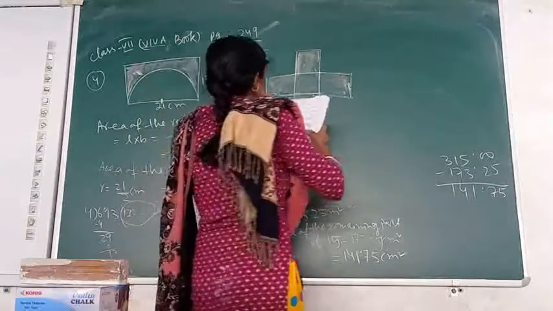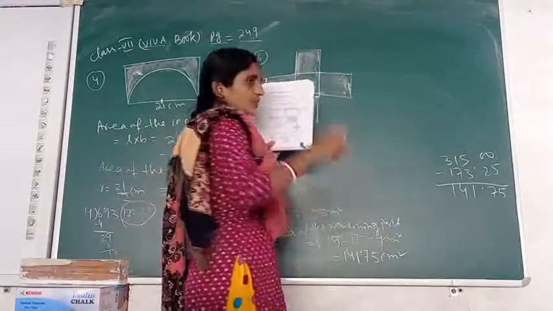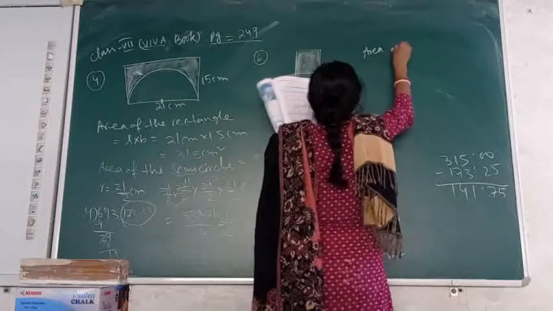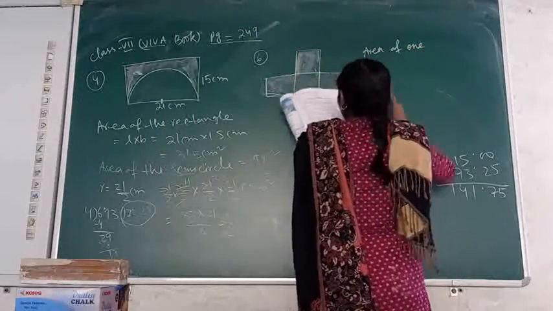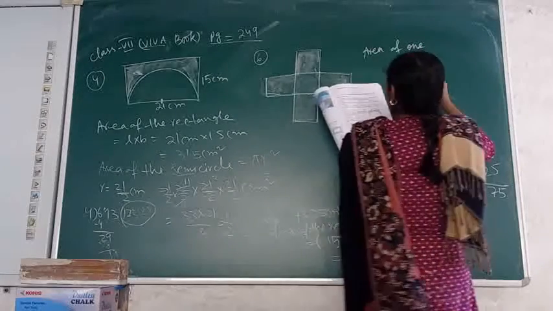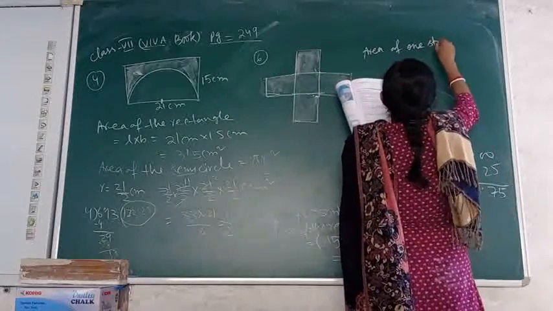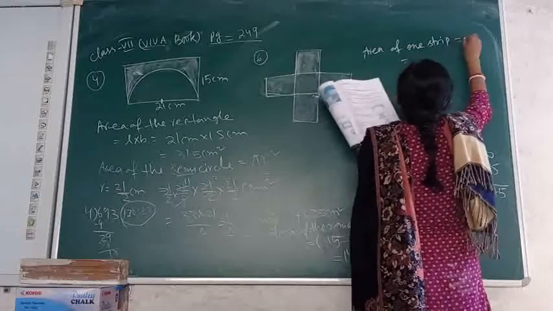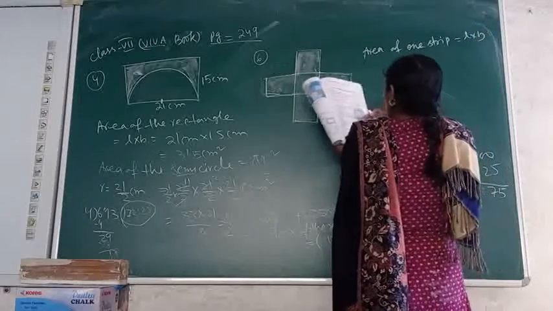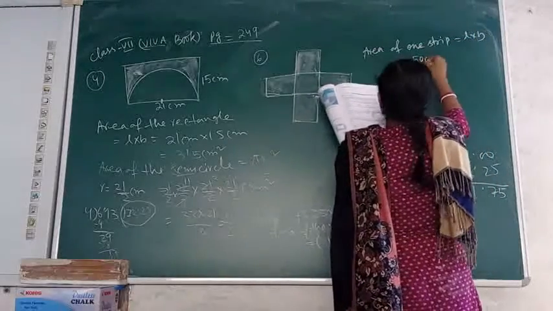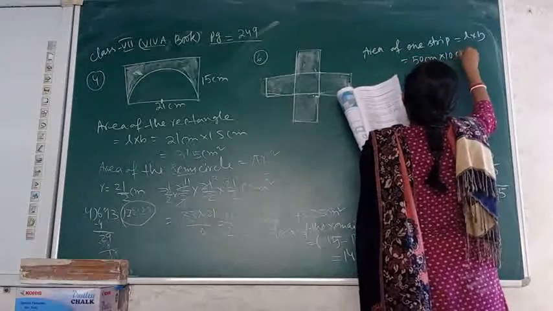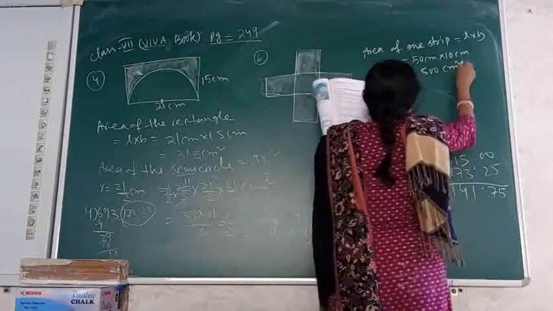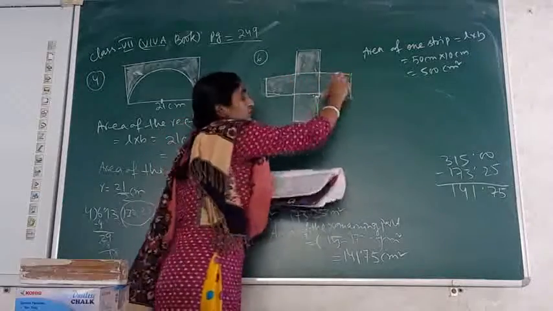Come to this question. So area of one strip, that is the rectangle. Yes, here area of one strip will be, it is rectangular. So area equals length into breadth. Here the length has been given 50 cm and breadth has been given 10 cm. That means we are getting 500 cm square. That kind of two strips has been used.